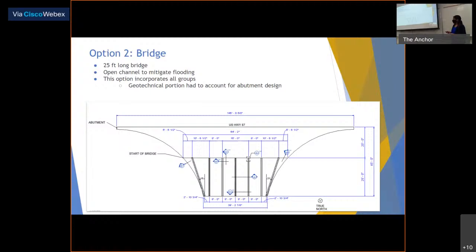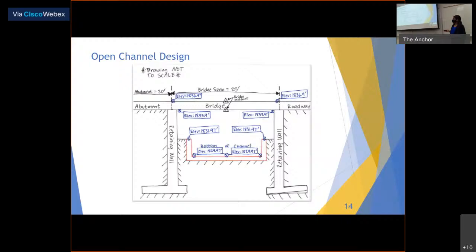Our option two was the bridge design that would have a length of 25 feet. It will be designed as an open channel to be able to reduce flooding. This option incorporated all of the group's analysis, but for the geotechnical portion, it included the abutment design. In this image, you're able to see a preliminary design of the open channel, which will be discussed by the structural team.